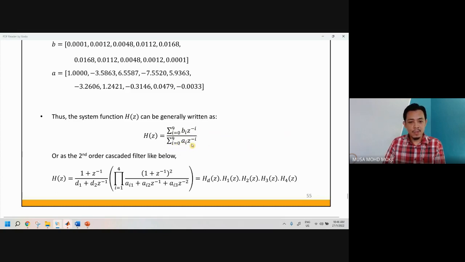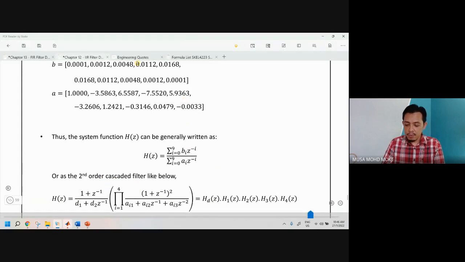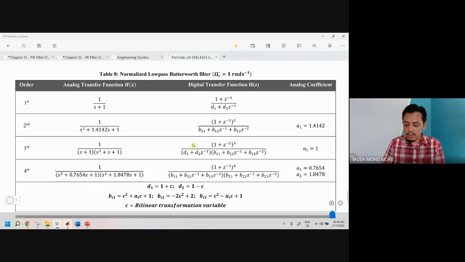A0, which equals 1, plus A1 Z to the power of minus 1, up to A9 Z to the power of minus 9. So this is actually what we call a direct form realization. This is the original, the one that we already know. And actually when we do this form, let's see, okay, we have seen this.